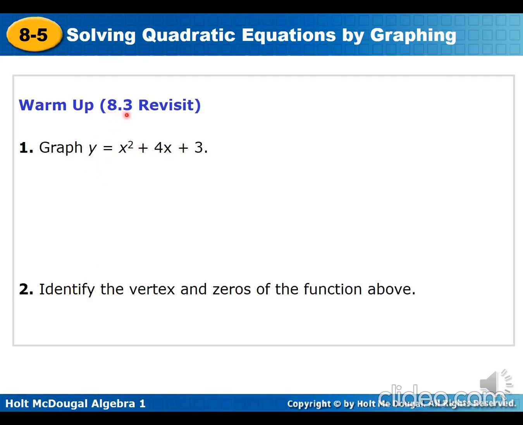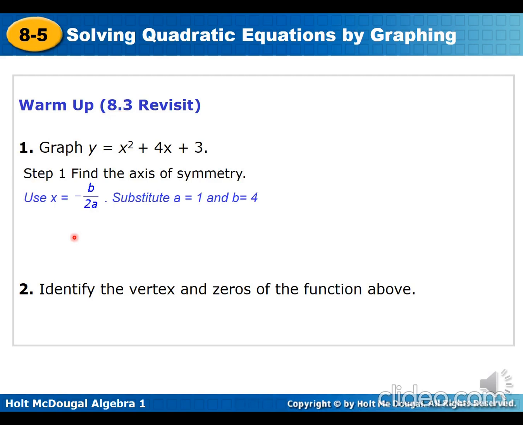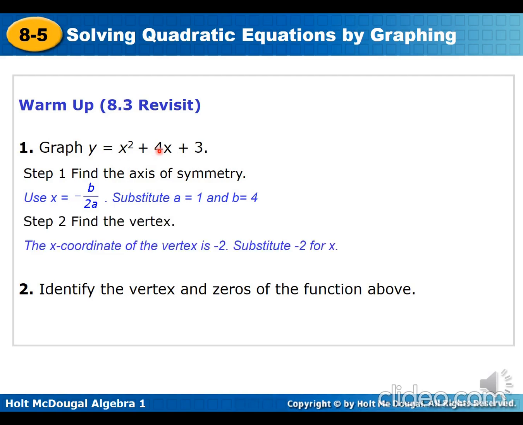In case you remember in 8.3, step number 1 is find the axis of symmetry. The axis of symmetry depends on A and B, which is -B over 2A, with a negative sign for the answer. So A should be 1 and B should be 4, and the answer will be -2. Take that answer and substitute it in the equation to get the y. Once you get the y, we get the vertex. Pause the video, solve it, and then you can continue.